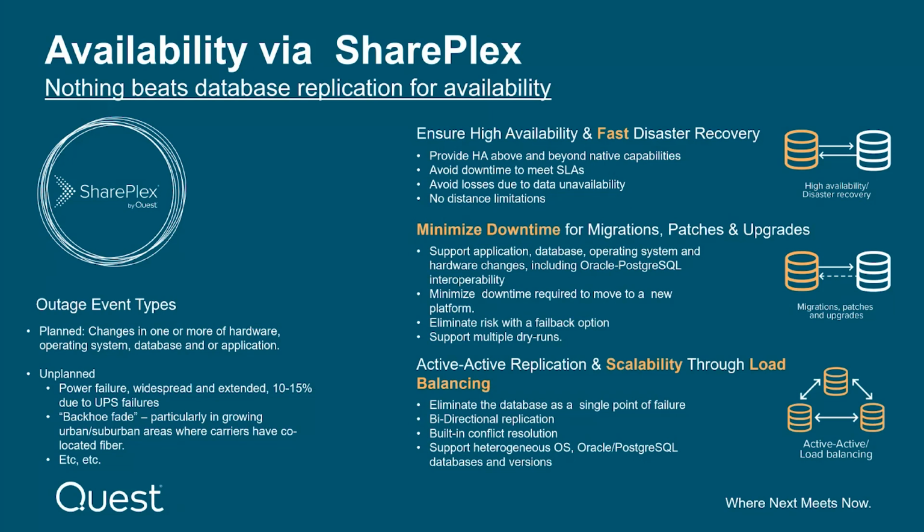Now, in the case of a planned outage, maybe this is for migration, patches, upgrades, etc., you may run your users on this system. You can keep this target database up to date. Then you can pause the replication, upgrade this instance, then tell SharePlex, go ahead, continue replicating. It will work through the backlog of transactions.